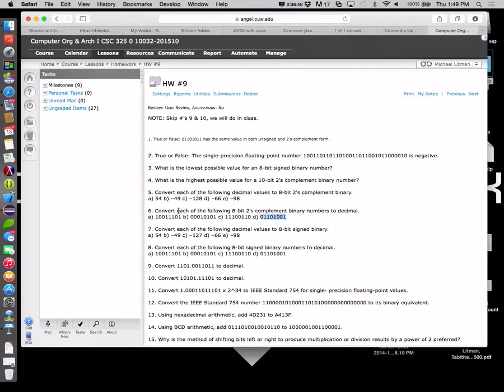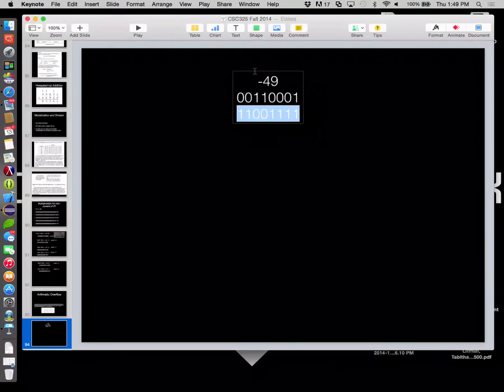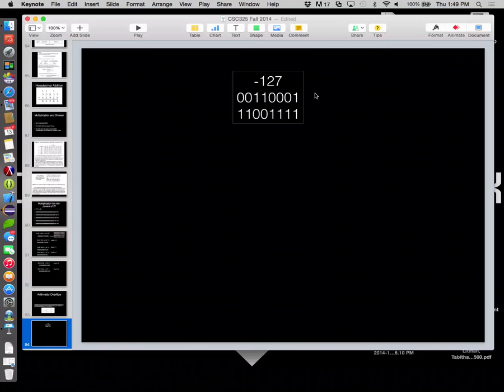Okay. Then we have negative 127. So that is going to be 64 plus 32 plus 16 plus 8 plus 4 plus 2 plus 1. We know it's a negative number, so we do need to take the 2's complement. So that's 1, bunch of zeros, like that. That's negative 127. 1, 6 zeros and a 1.